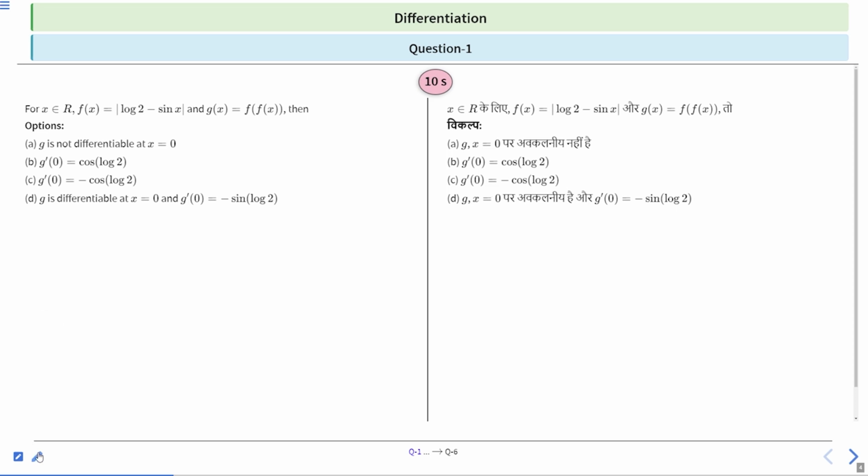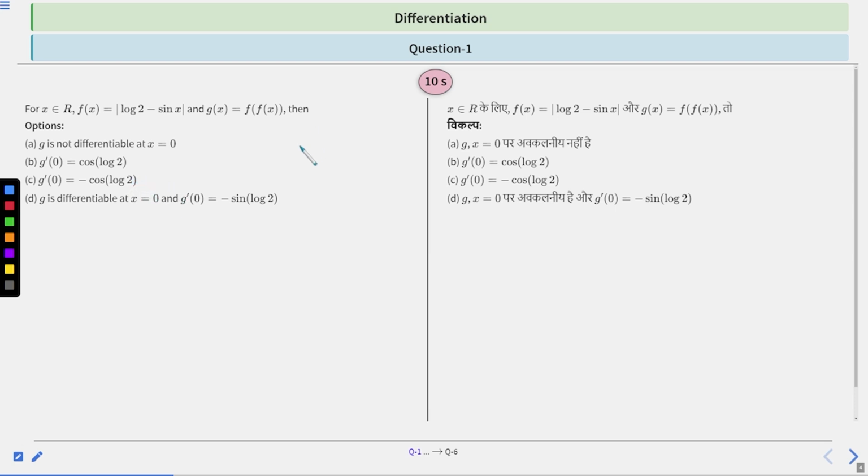So let's start with question number 1, which says: for x belongs to real, f(x) is equal to mod of log 2 minus sin x, and g(x) equal to f of f(x), then which option is correct? So we have to basically find g dash 0, right? And tell the property about g, right?